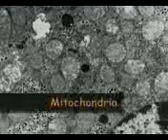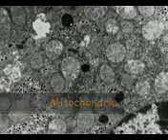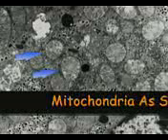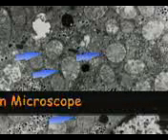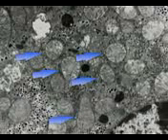Some cells may have one large mitochondrion. More often, however, cells contain hundreds or even thousands of mitochondria. Cells that require more energy, for example, kidney, liver, and muscle cells, have many more mitochondria than cells that require less energy.